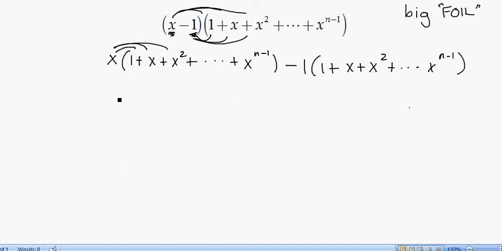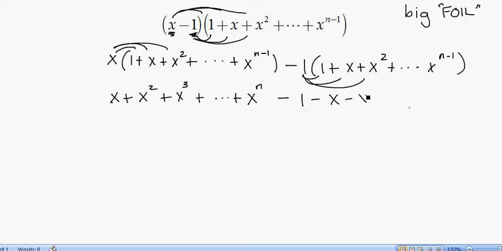So x times 1 is x, x times x is x squared, x times x squared is x cubed. In fact, what we see is the degree is just going up by 1, because multiplying by another factor of x adds 1 to the exponent for everything. And over here, when I distribute my negative 1 to everything, multiplying by negative 1 is just going to change the sign of everything. So this is going to be negative 1, negative x, negative x squared, and we would just keep going until we get to negative x to the n minus 1.